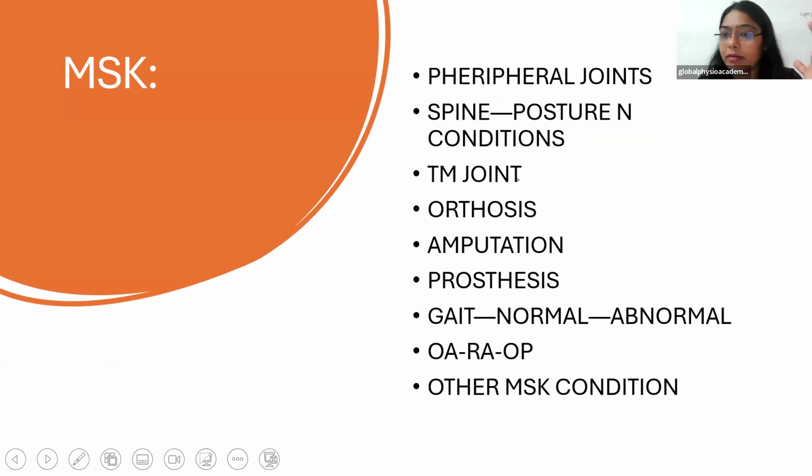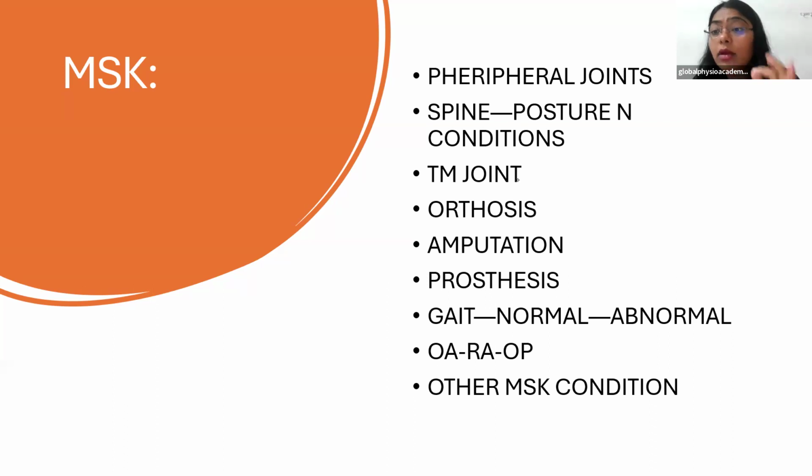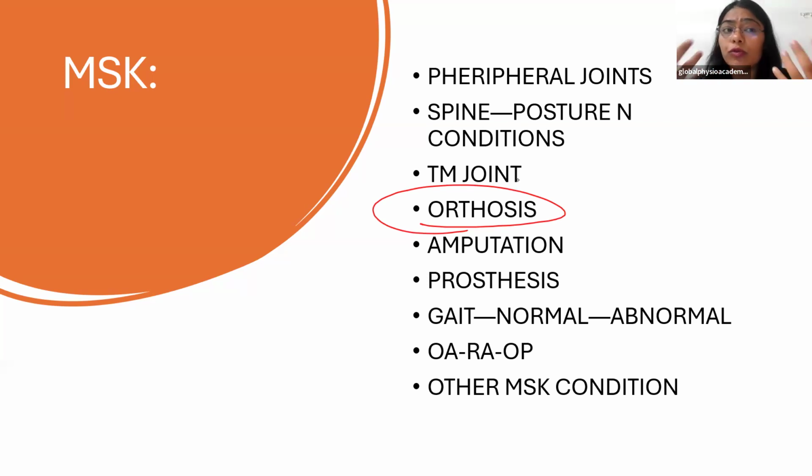Now let's go with the topic. Let's think about the theoretical concept first. So MSK, we are working with the peripheral joints, spine, spine posture, spinal conditions, TM joint. In the MSK, actually it is the other portion, but I covered orthosis in the MSK. What is orthosis? It supports the weak structures. So orthosis is a splint. Orthosis is useful for the upper extremity, useful for the lower extremity. It is associated with peripheral nerve injury. It is associated with neurological conditions.